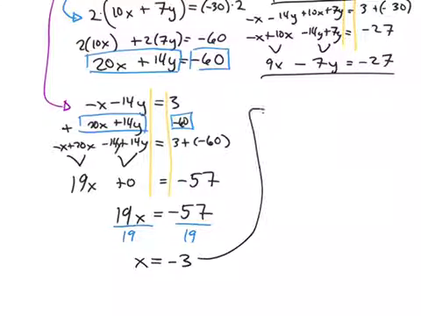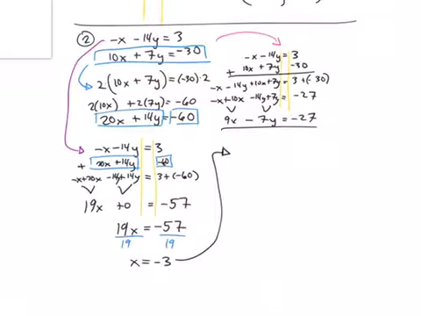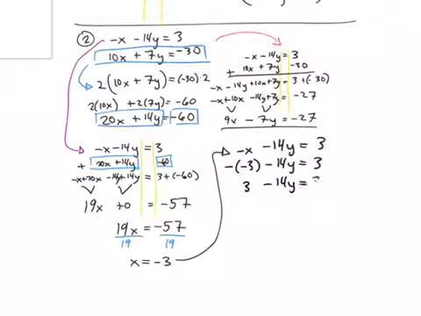Okay? And if x equals negative 3, I'm just going to go back up to the top. I'm going to grab either one of the original equations that I started with. The top one seems a little bit easier. Negative x minus 14y equals 3. I'm going to replace x with negative 3. I have to be extremely careful here, because it's the negative of x, and if x is negative 3, then it's the negative of negative 3. The negative of negative 3 is positive 3 minus 14y equals 3.